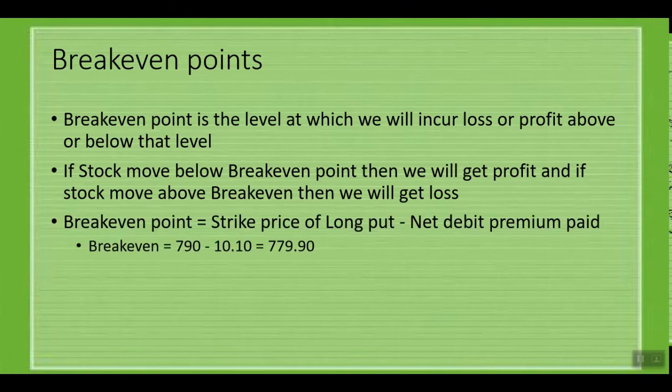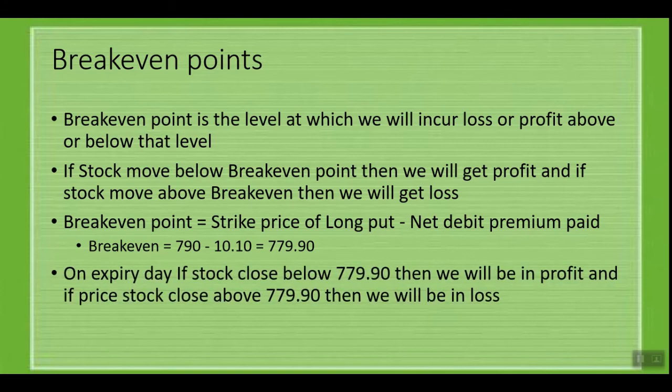So the break even point calculation is strike price of the long put minus net debit premium paid. In this case the strike price of our long put is 790, and the net debit which we calculated in the max loss is 10.10, which is what we pay from our pocket while initiating this trade. So our break even will be 790 minus 10.10, which is 779.90.